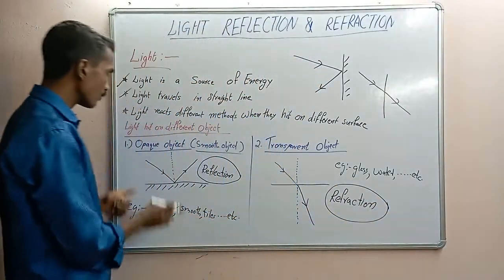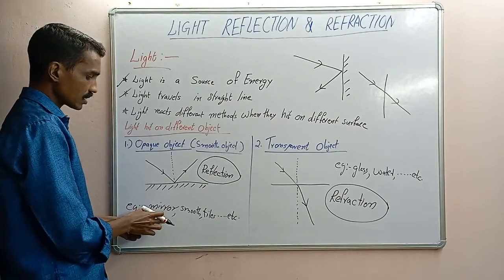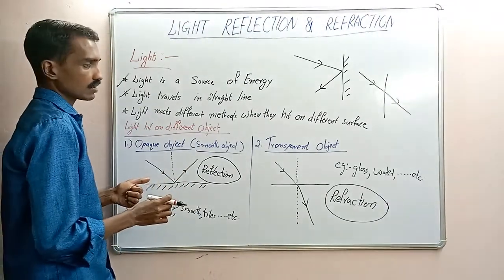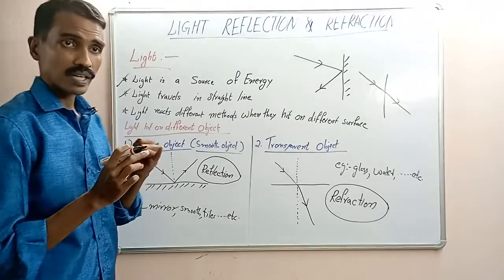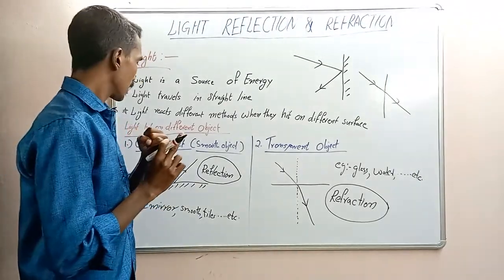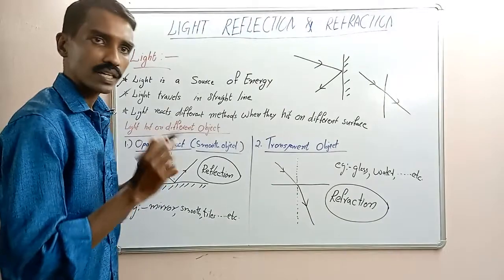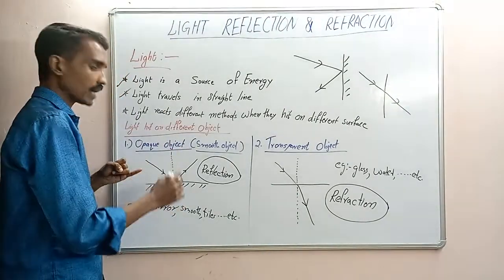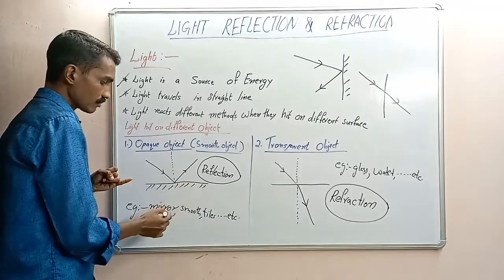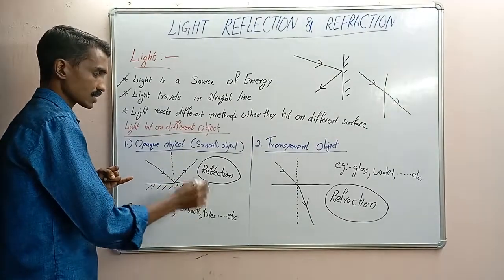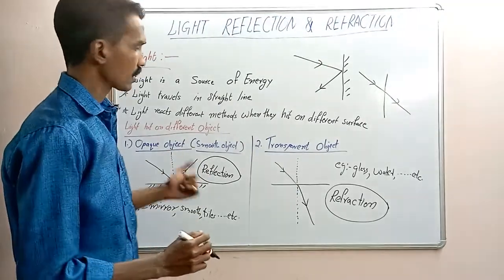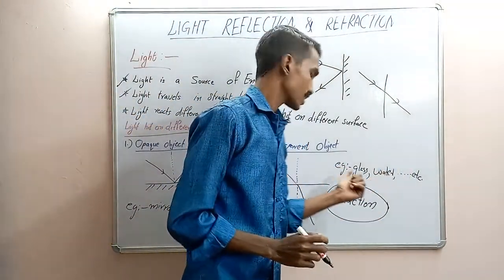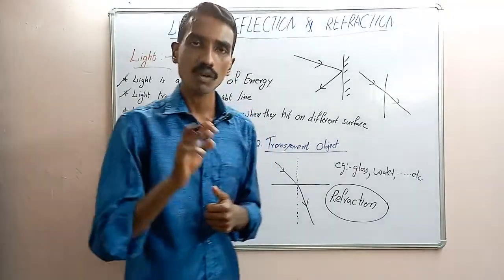Examples of opaque objects are mirror and smooth tiles. Cardboard, etc. are also opaque objects, but in the case of light, it bends over from some like a mirror, smooth tiles, etc. The glass, water, etc. are examples of transparent objects.